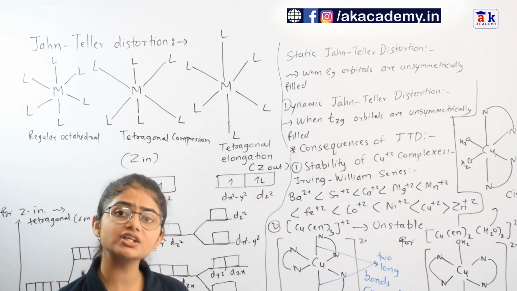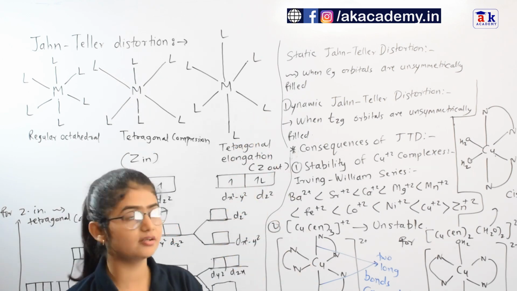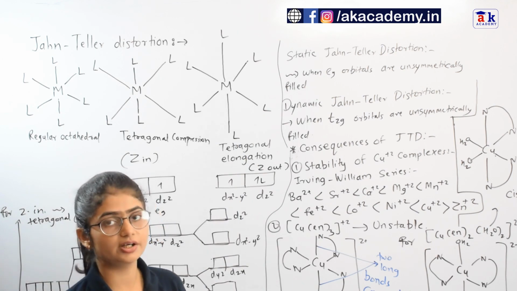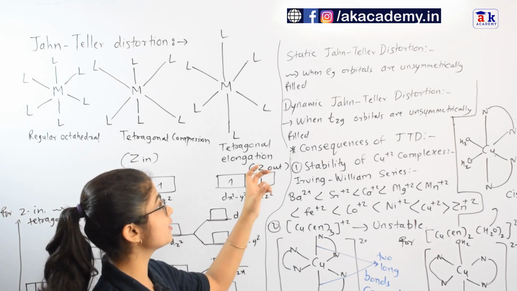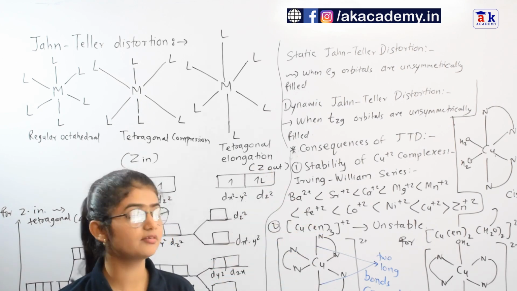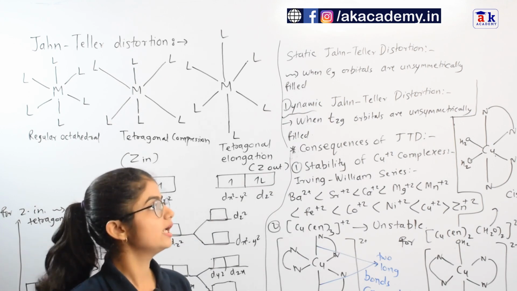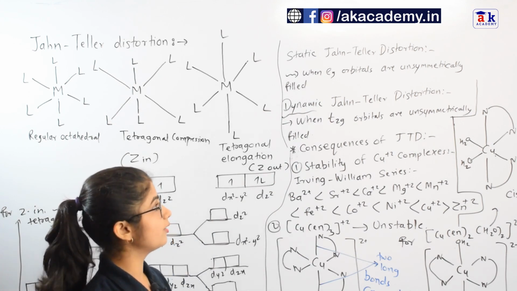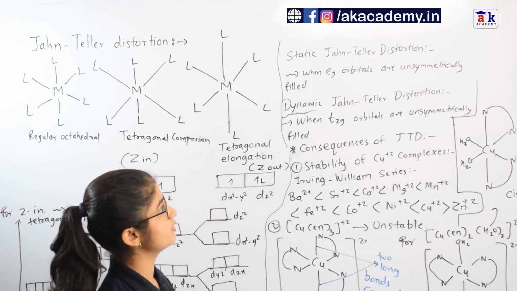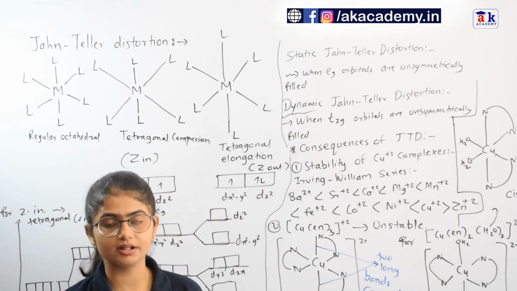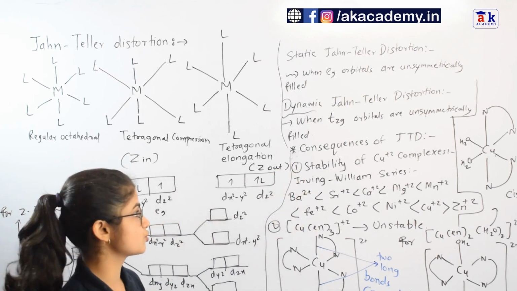And when will the static Jahn-Teller distortion be observed? When the Eg orbitals are unsymmetrically filled, we will observe static Jahn-Teller distortion. Then for dynamic Jahn-Teller distortion, when the T2g orbitals are unsymmetrically filled, as the name suggests, dynamic means it is going to be temperature dependent. So when the T2g orbitals are unsymmetrically filled, we will observe a dynamic Jahn-Teller distortion. Now let us discuss the consequences of Jahn-Teller distortion one by one.